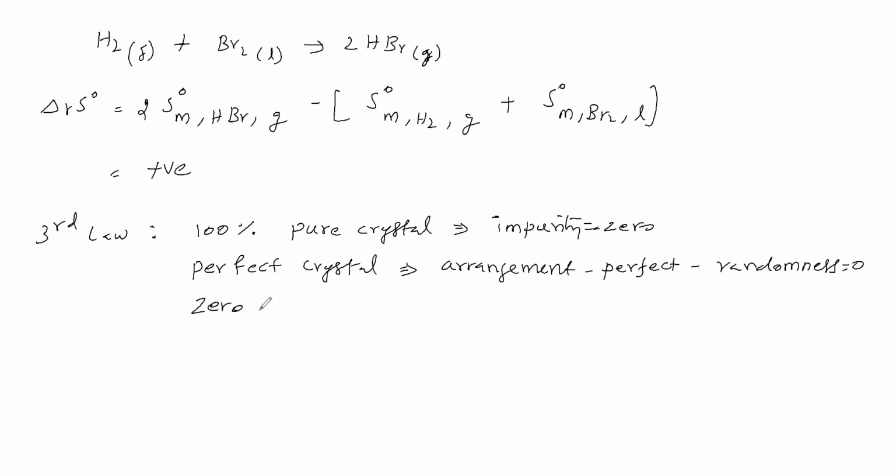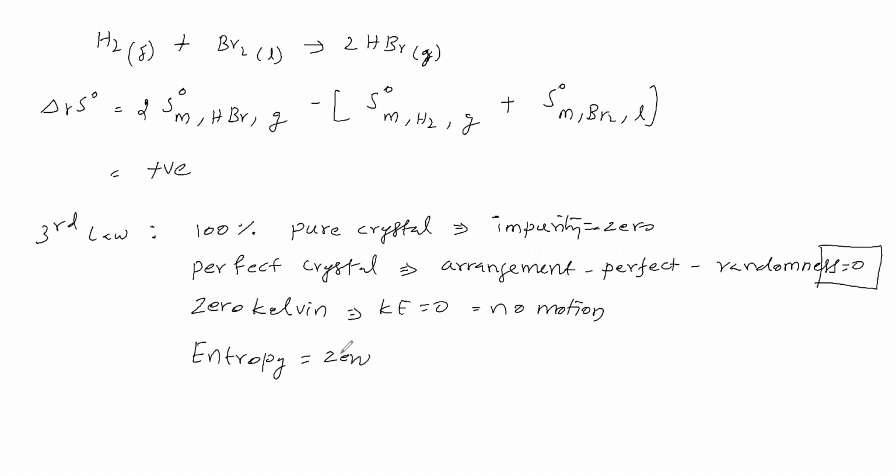Temperature, how much? 0 Kelvin. 0 Kelvin in the sense kinetic energy is zero, because kinetic energy is directly proportional to temperature in the Kelvin scale. At 0 Kelvin the temperature is zero, so kinetic energy is zero. Kinetic energy is zero in the sense no motion at all: no vibration, rotation, translation, nothing. If the situation is like this, then randomness we can say is zero. Randomness zero in the sense entropy is zero.